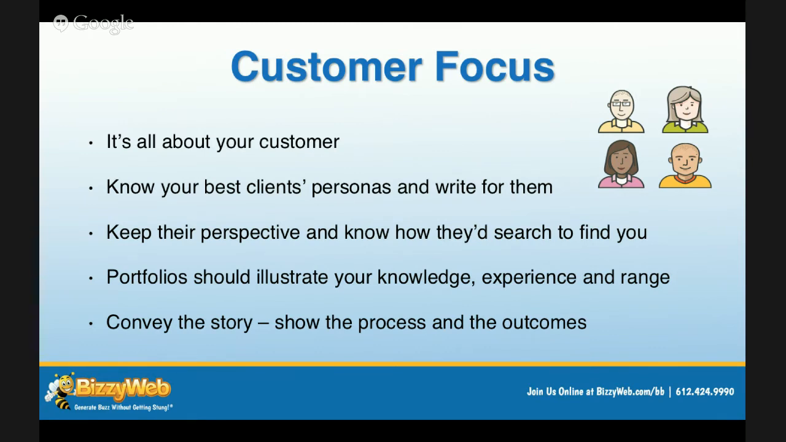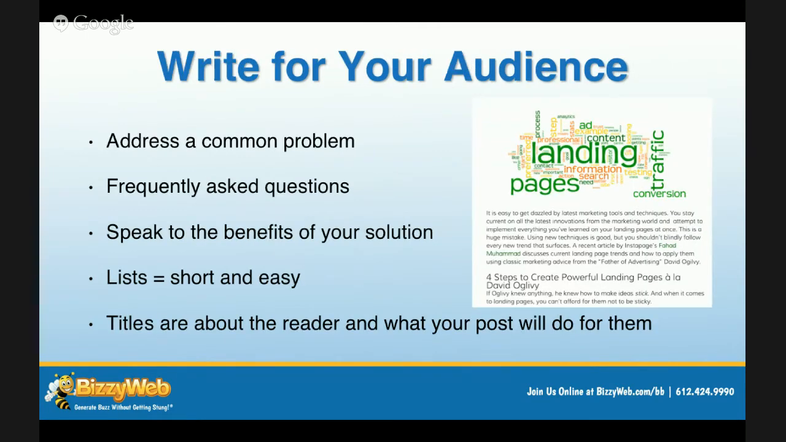So convey the story and show the process and the outcomes, and don't forget a call to action during every post. As you're writing for your audience, think about addressing a common problem, the frequently asked questions that people review or that people keep talking to you about. If you already have an FAQ on your website, you probably have at least as many bullets as you have post ideas for your blog. So if you have 14 different things in your frequently asked questions, that's 14 different articles that you could write, one article about each of those going into more depth.